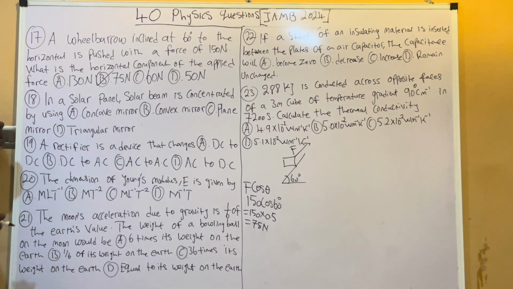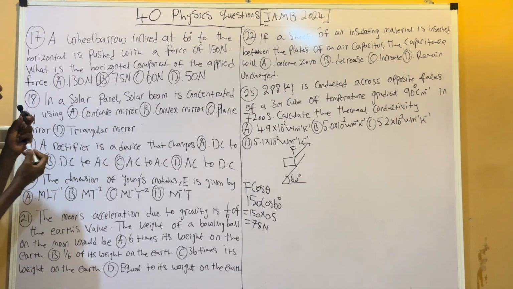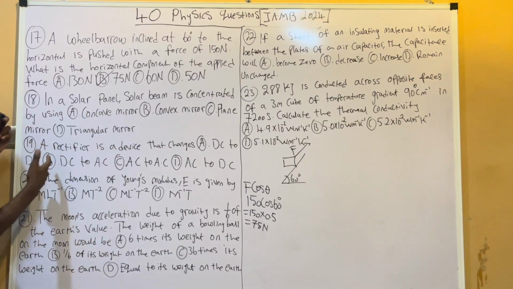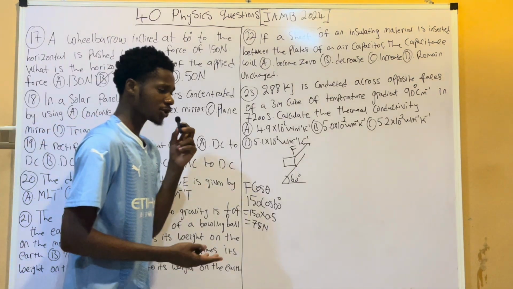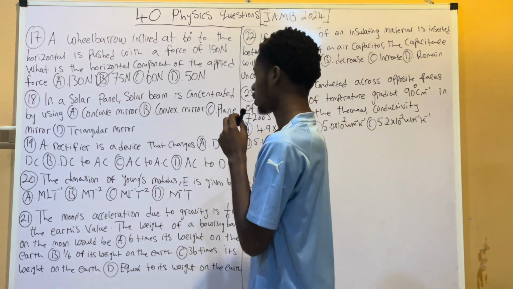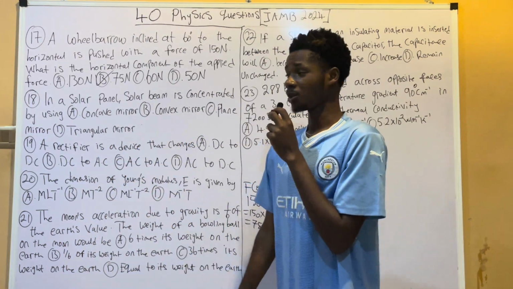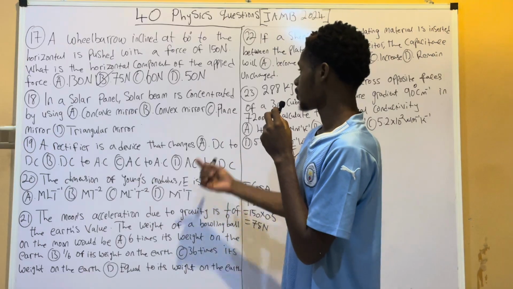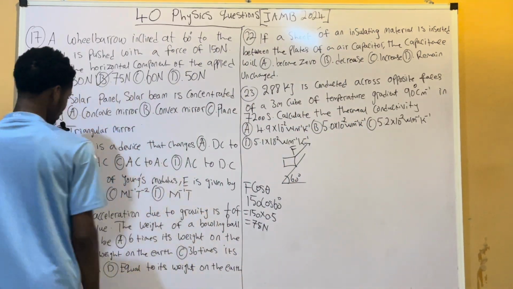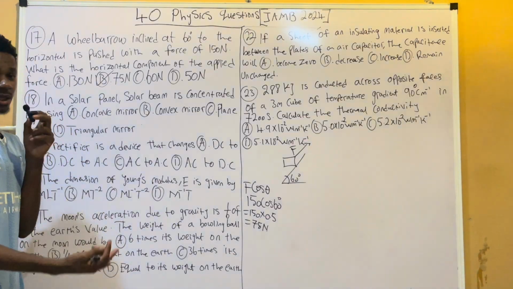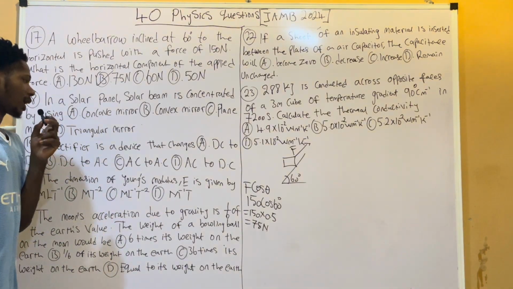Now, question 18. In a solar panel, solar beam is concentrated by using which of these kinds of mirrors? Is it a concave mirror, a convex mirror, a plane mirror, or a triangular mirror? Now, there's basically nothing like a triangular mirror, okay? Now, we also have a plane mirror. A plane mirror produces an image that is exactly the same as the object, same size, same height, same distance from the mirror.